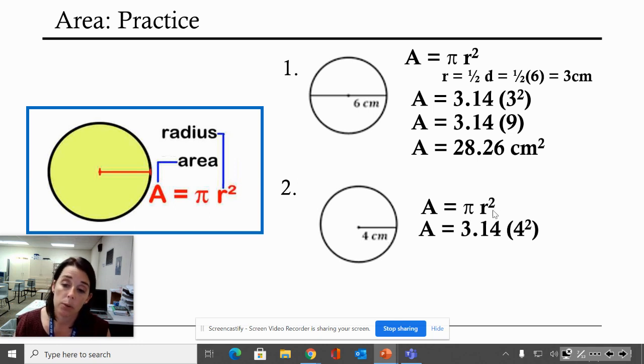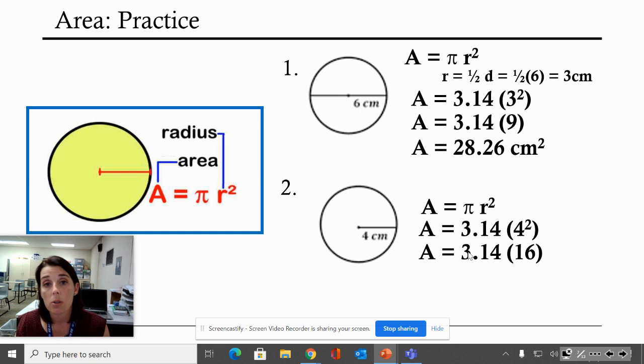Now remember, don't lose your little exponent up here, okay? We've got to do that square also. So first is going to be our exponent, which is 4 squared, which means 4 times 4. 4 times 4 turns into 16. Everything else drops down. Now, our next step, according to the order of operations, is to multiply. So we're going to go from left to right, 3.14 times 16, and you're going to end up with 50.24 centimeters squared.